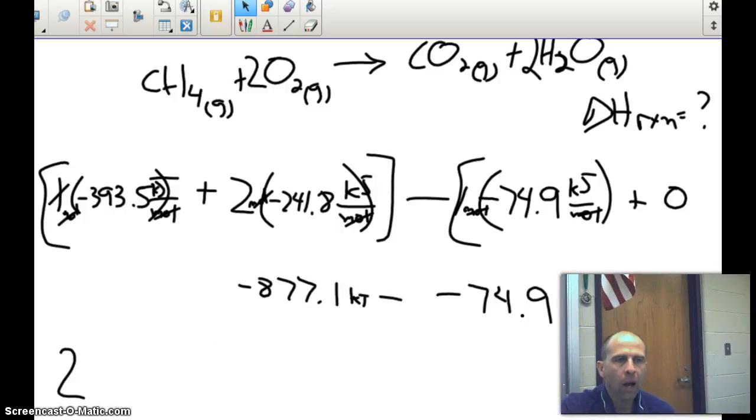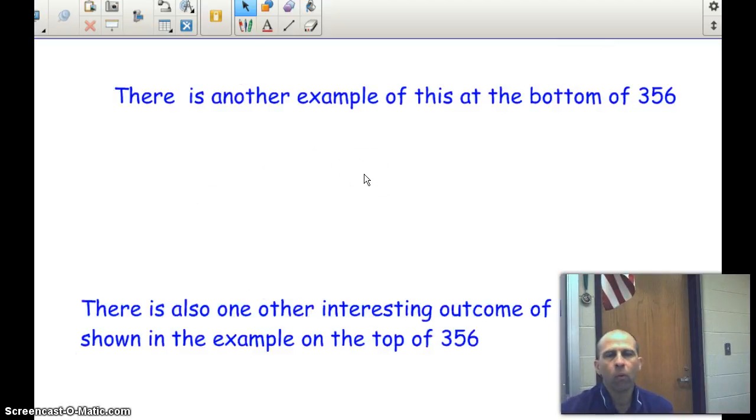There's another example of this. You can look at the bottom of 356. And there's another interesting little thing at the top of 356 that's a Hess's law kind of thing. I'm not going to work all of those right now. This is something that I would invite you though to look at and ask questions about.